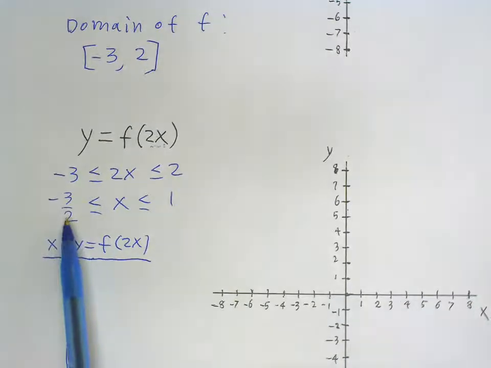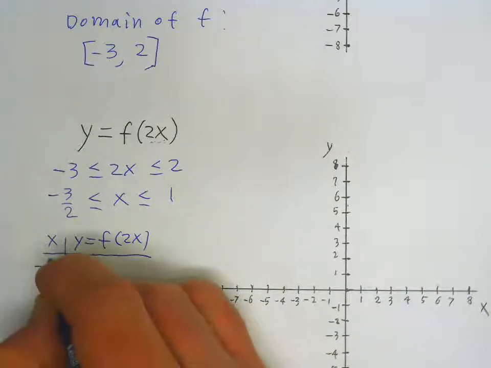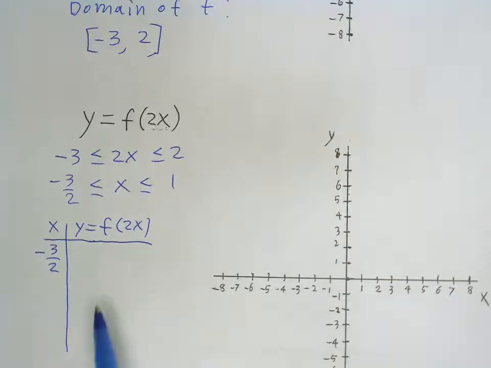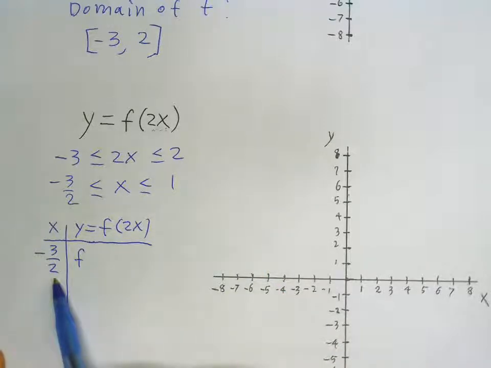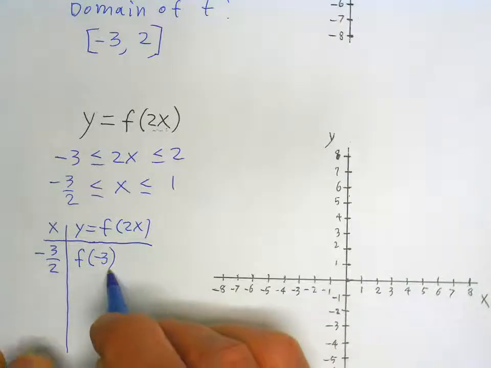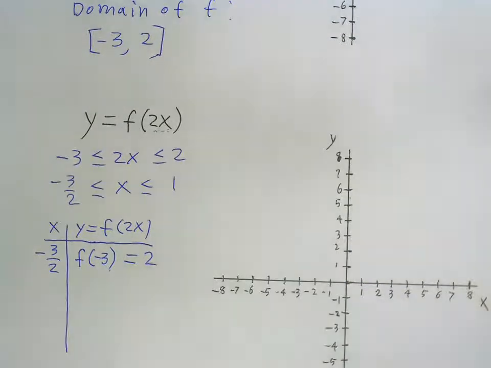Okay, so the smallest domain value for f of 2x is -3/2. So I'll pick -3/2 for the x value. And then the y coordinate is f of 2 times -3/2. But 2 times -3/2 is -3. So f of -3, we know that that's equal to 2 from above, even though you can't see it, we know that's true.